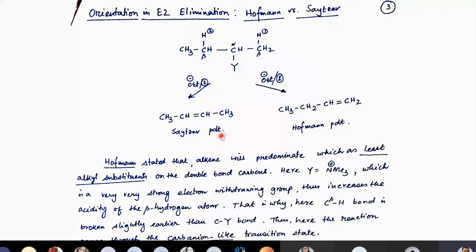Now Hofmann says that the alkene will form which has the least alkyl substituent, meaning this one. Why will this happen? Because when you have Y, which is highly electron withdrawing in nature, the acidity of this proton will be more compared to this. So that is why this proton will be removed first, to form a carbanion-like pathway, and then your Y will leave.